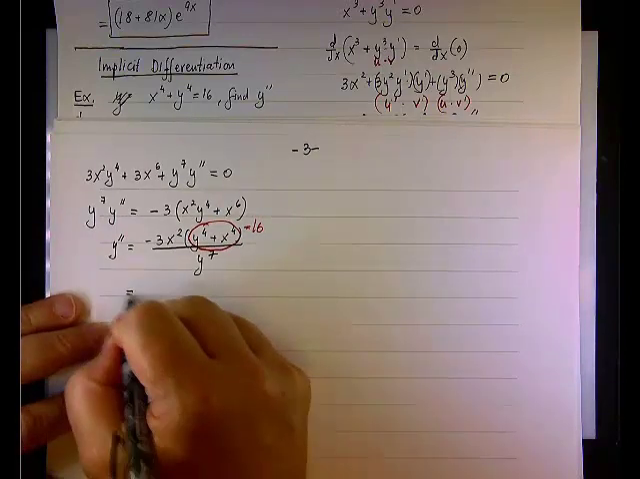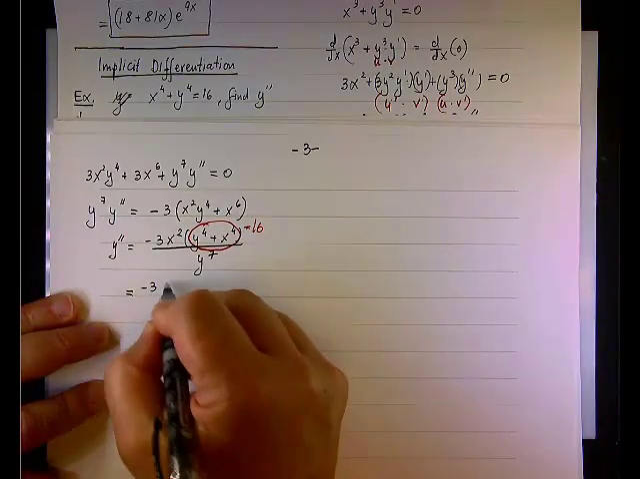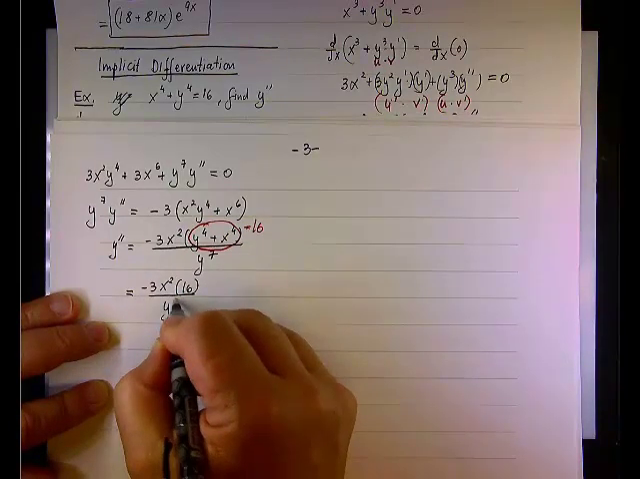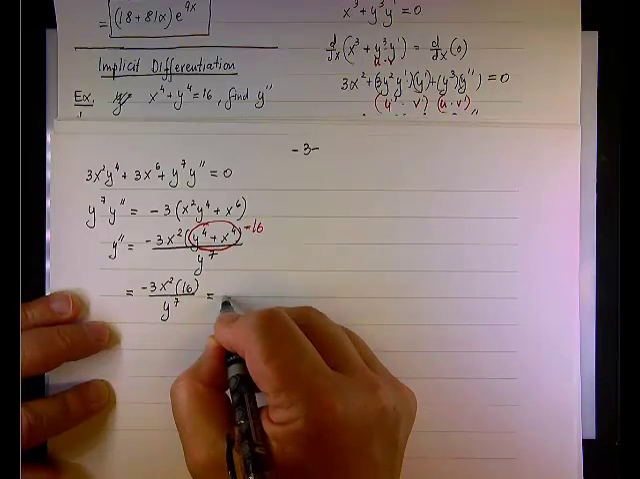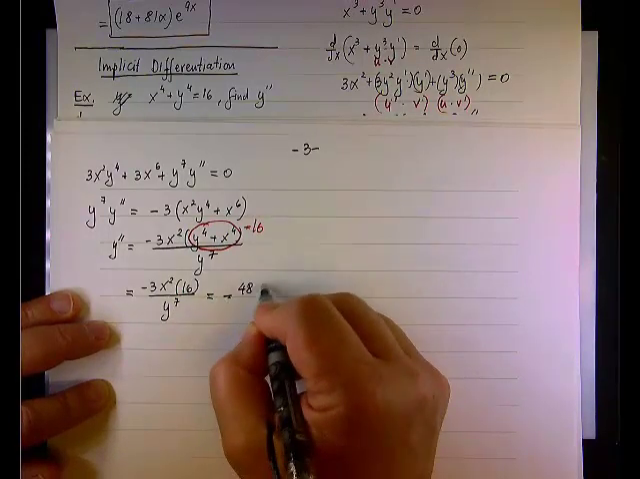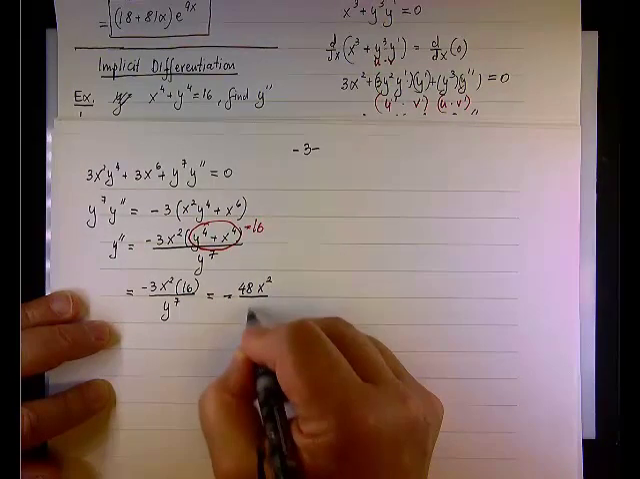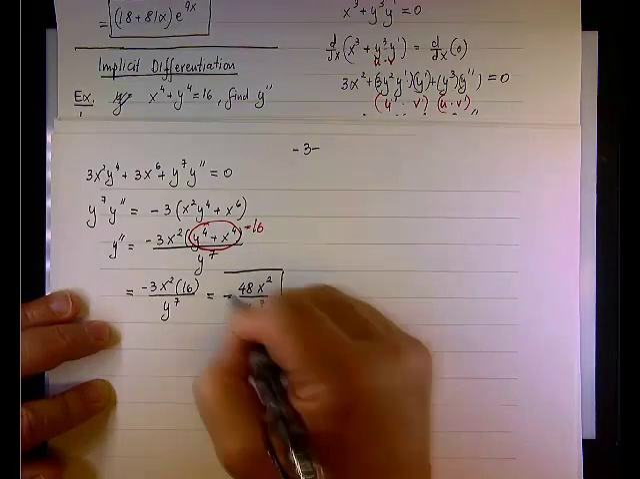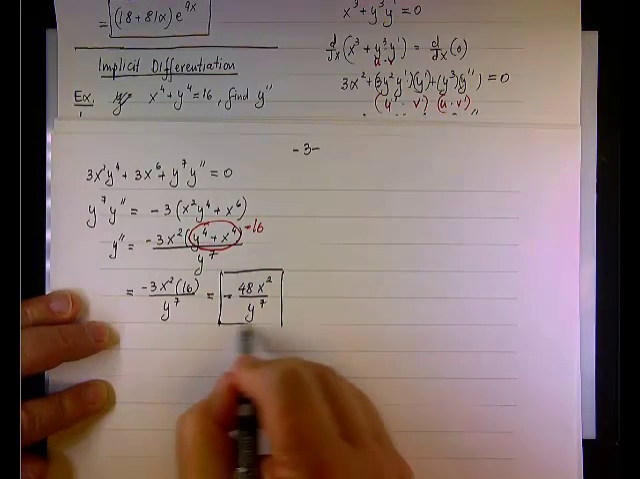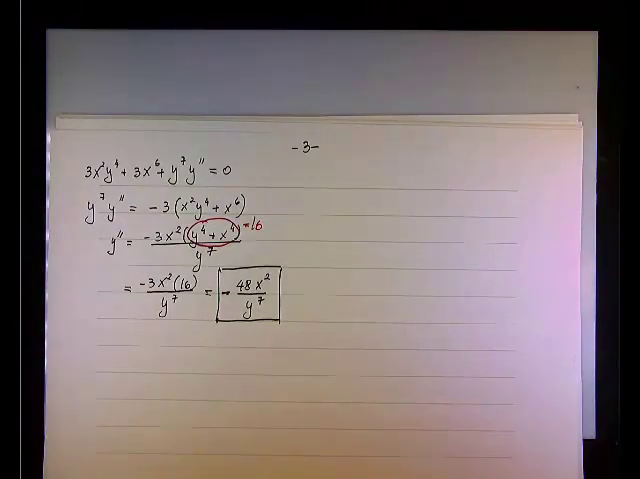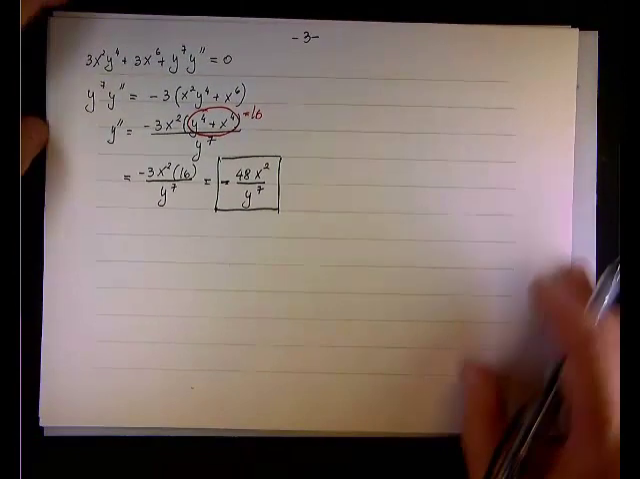So y double prime now, it will be negative 3x squared times 16 divided by y to the 7th, and the final answer will be negative 48x squared divided by y to the 7th, which is a much nicer, more compact solution than one would expect after going through the trials and tribulations to get to this answer.